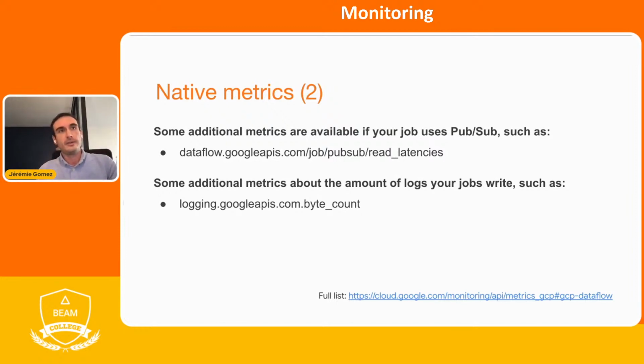And finally, you have some additional metrics that are transversal to GCP, for example, the logging metrics. The logging metrics will tell you if your pipeline is logging a lot. This is quite important because if you're logging too much and you're not aware of it, you might actually have some performance problem with your job, and also your cost might go higher because logging is usually not free. So these are native metrics, very important, the most important.